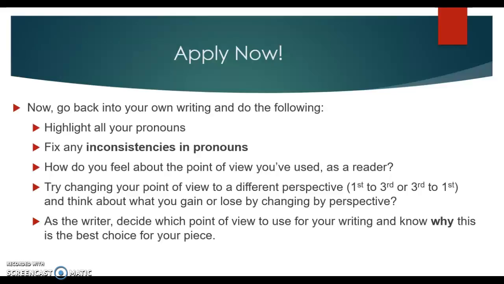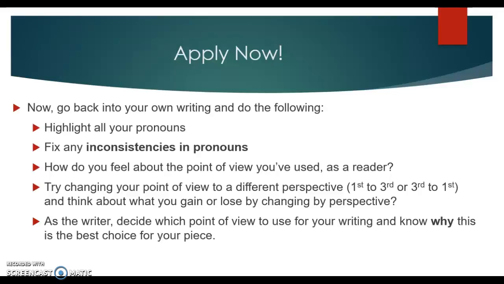So when you go back into your own writing, you're going to do the following things. You're going to go back and highlight all of your pronouns. Fix any inconsistencies in pronouns that you find throughout your writing. Do you shift point of views? Is it confusing as a writer? Once you've fixed all of your inconsistencies, if you had any, you're going to then get to that sort of stop and consider spot. How do you feel about the point of view that you've chosen to use?